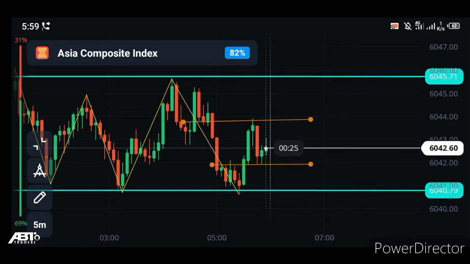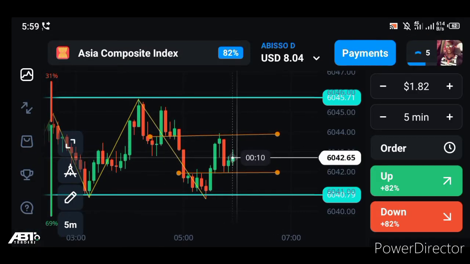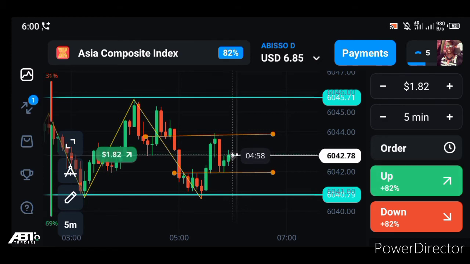I can see 23. It's about 18 seconds remaining to form another candlestick. Let's get ready and place our trade for 5 minutes. Here we go. So let's wait for the results.